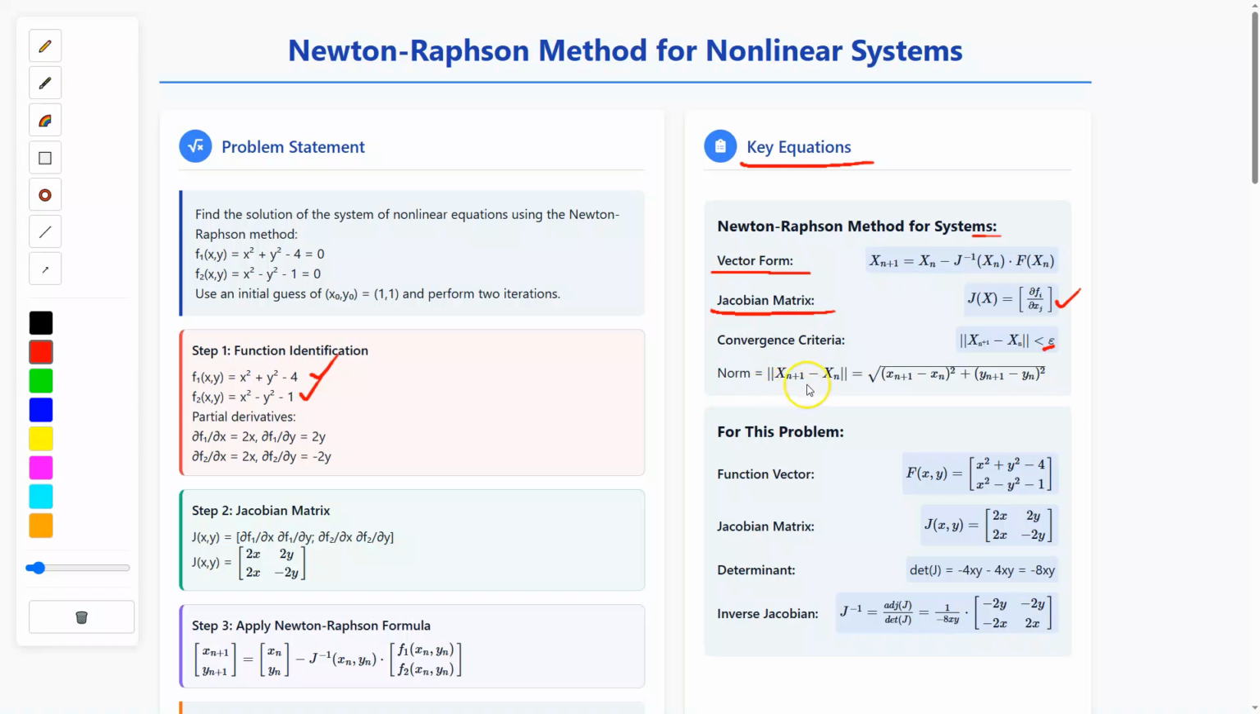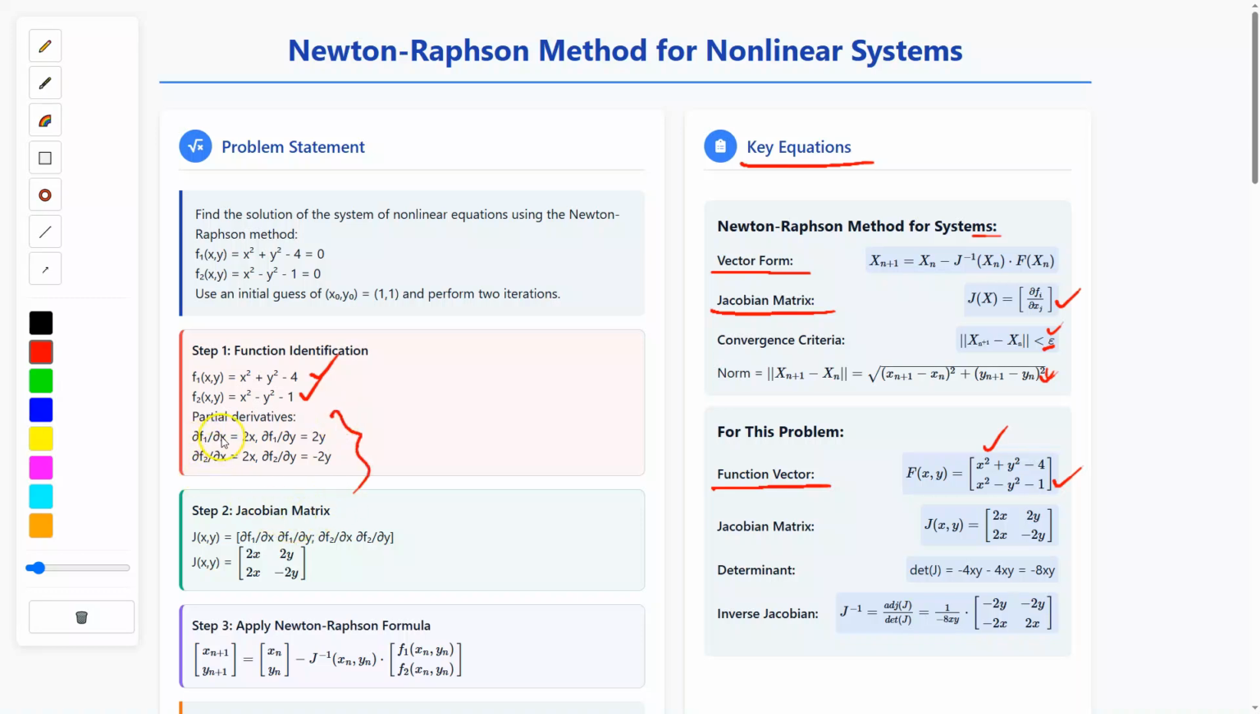The norm of x(n+1) minus x(n) is nothing but the square root of (x(n+1) minus x(n)) whole squared plus (y(n+1) minus y(n)) whole squared. So when the norm is less than epsilon, we have to stop the iteration. For this problem, the function vector f(x, y) has two functions: x squared plus y squared minus 4, and x squared minus y squared minus 1. The Jacobian matrix we will get from the partial derivatives.